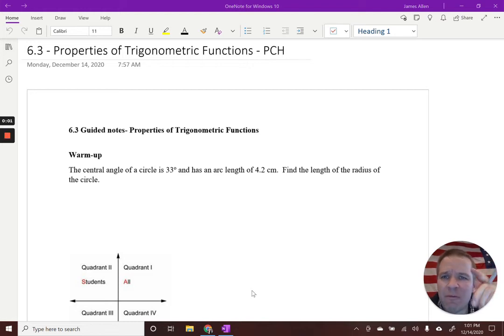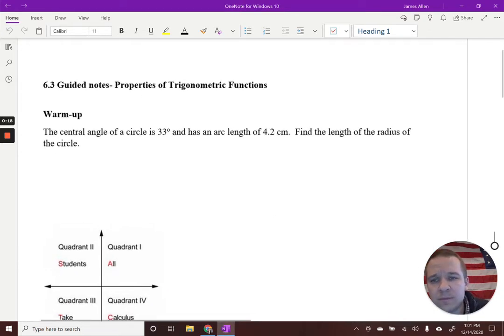It is time for 6.3, properties of trig functions. We're going to get a little more into those trig functions. So if you're like, man, I'm struggling a little bit, hopefully today will help out. We're obviously going to go a little bit further with things, but it should help rehash some of the old details. All right, a little warm-up, a little review here.